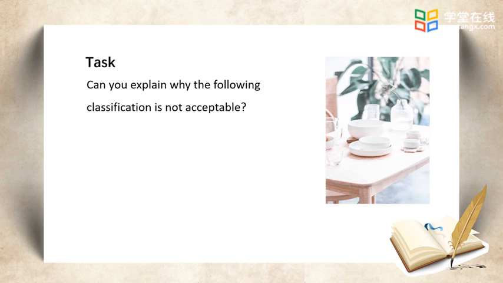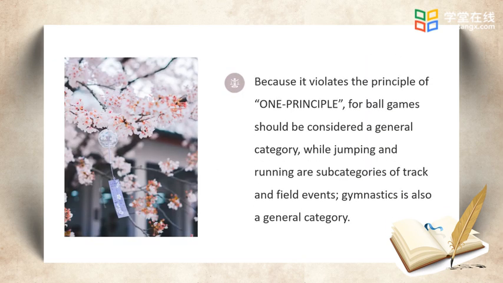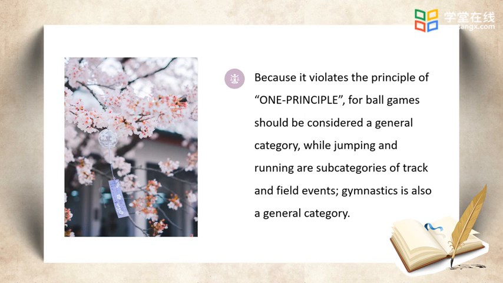All right, can you explain why the following classification is not acceptable? Sports can be classified into jumping, ball games, running, gymnastics, and backstroke. Yes, because this example violates the principle of one principle. For ball games should be considered a general category, while jumping and running are subcategories of track and field events. Gymnastics is also a general category.